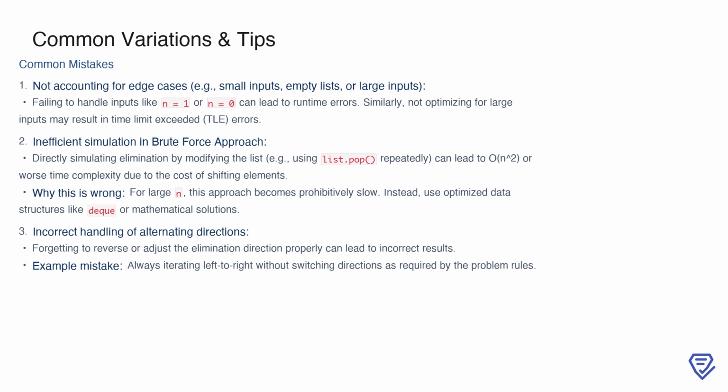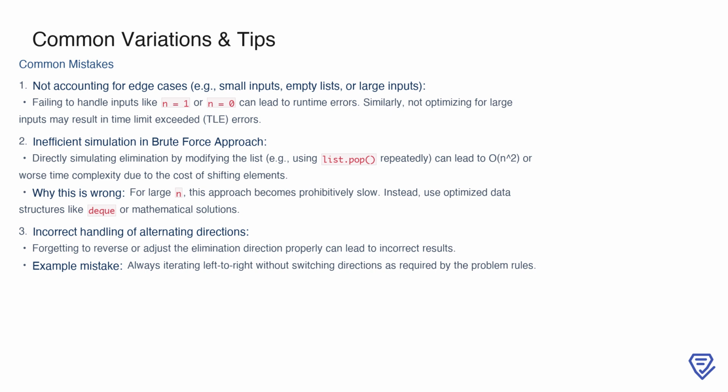On the other hand, failing to optimize for large inputs could result in time limit exceeded errors, especially given constraints where n can go up to 100,000. Another frequent pitfall is inefficient brute force simulation. If you're directly modifying a list using operations like list.pop repeatedly, you're introducing a time complexity of O(n squared), or worse, because each removal shifts elements. This approach simply won't scale for large values of n. Instead, you should consider optimized data structures like deques, or even better, look for a mathematical pattern.